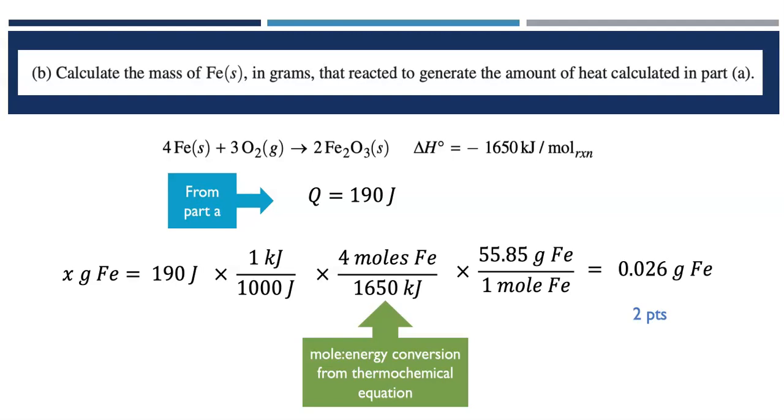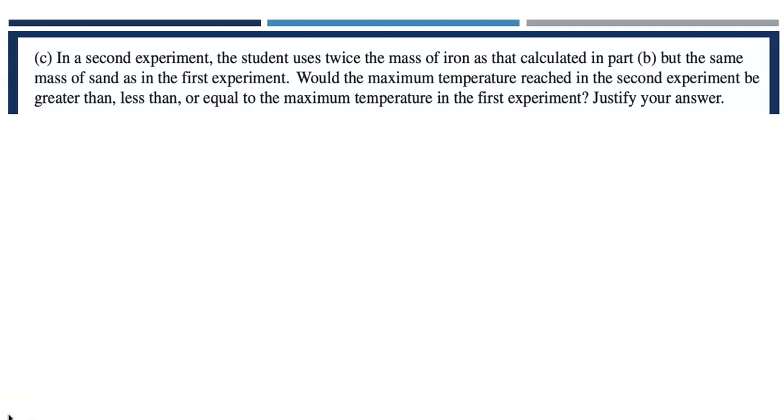The way I interpret it, it was 1 point for figuring out the energy to moles of iron relationship and using that properly, and the other point was for then calculating the mass of iron needed correctly. And there is a third part to this question. In a second experiment, the student uses twice the mass of iron as what we calculated in part B, but the same mass of sand as in the first experiment. Would the maximum temperature reached in this second experiment be greater than, less than, or equal to the maximum temperature in the first experiment? Justify your answer.